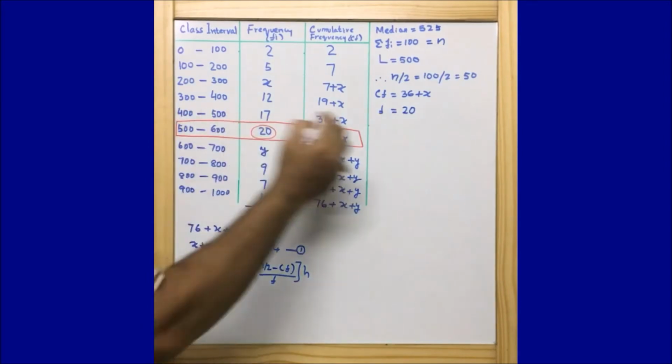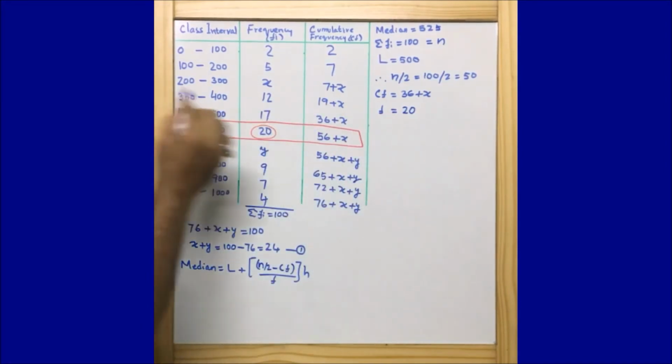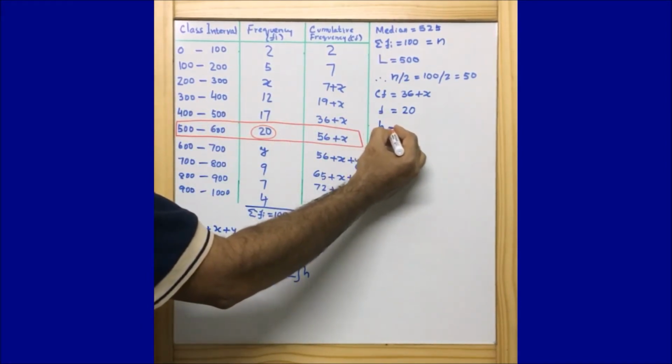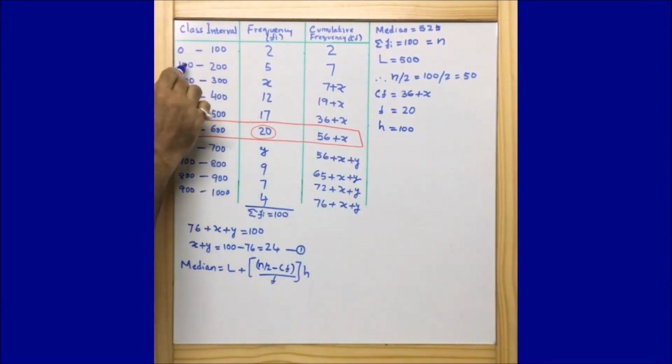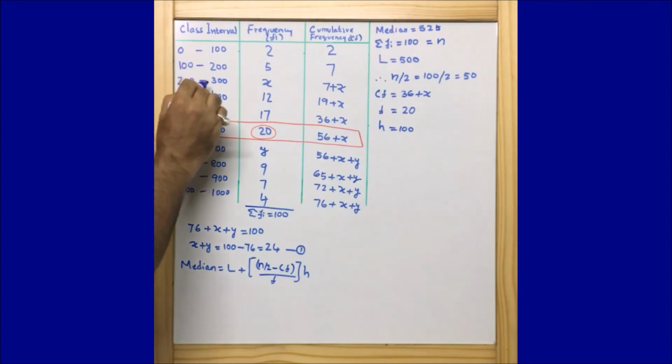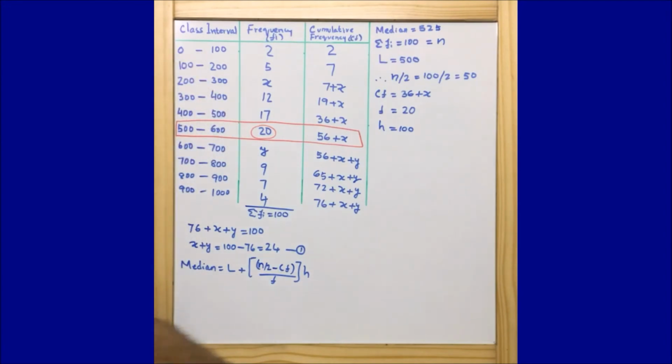And height. What is the class height here? Class height here is 100, or the class interval or the class distance here is 100. Because you could see that 0 plus 100 is 100, 100 plus 100 is 200, 200 plus 100 is 300. Guys, I believe now we got everything that is required for calculating this median. So let us put the values here and see what we are getting.